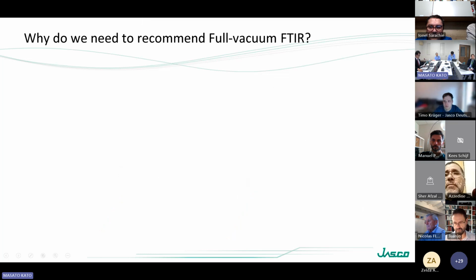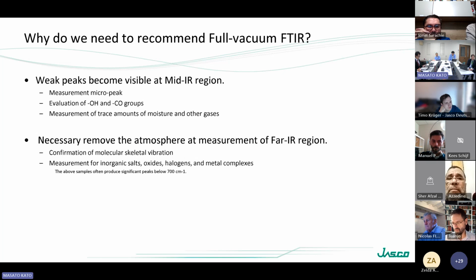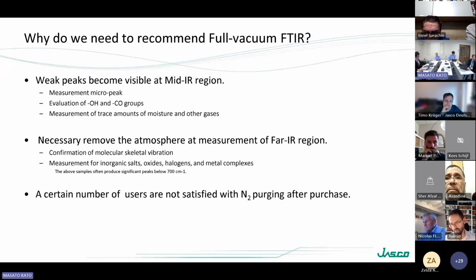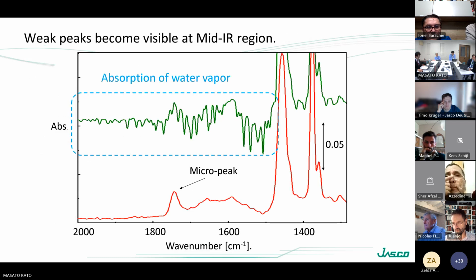So why do we need to recommend full vacuum FTIR? Weak peaks become visible in mid-IR regions. It is necessary to remove the atmosphere for measurement in far-IR regions. N2 purge is not enough. Most competitors do not have full vacuum FTIR. Let's look at each of these points in detail. It makes weak peaks visible in mid-IR regions.